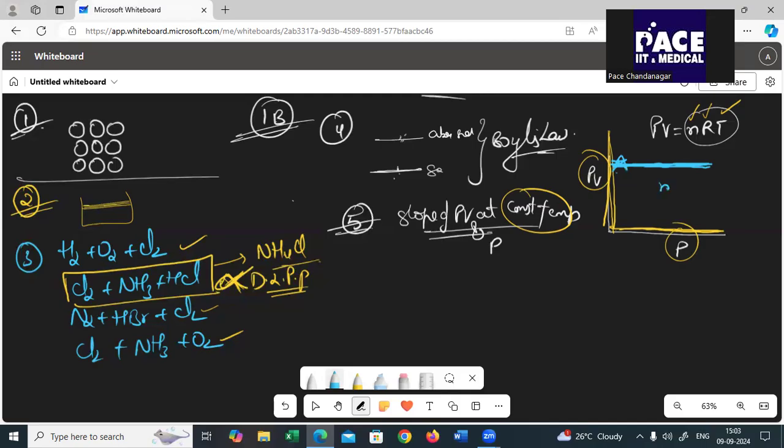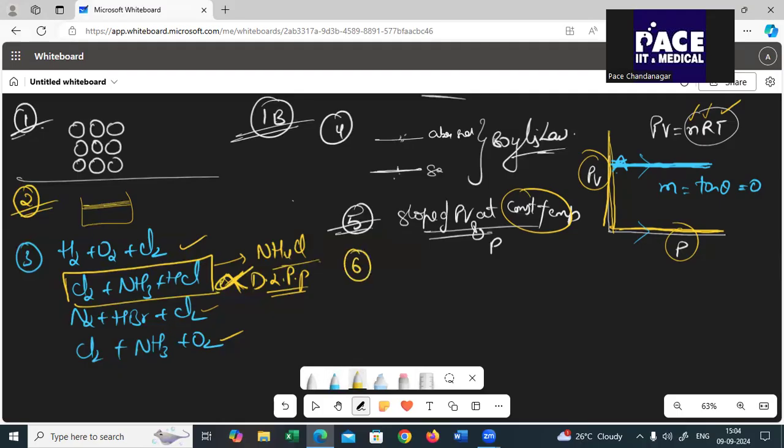Why? Because slope is given as tan theta, and theta is nothing but the angle between your curve and the positive x-axis. That is not meeting at all because it is constant PV. So m is equal to tan theta and m is 0. So theta is 0, and any line which is parallel to it has slope 0 for this.